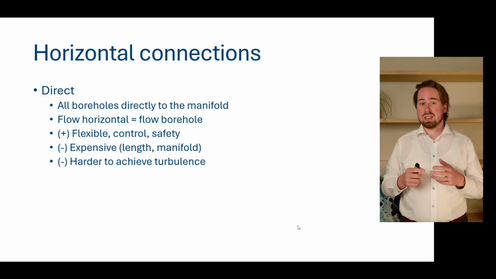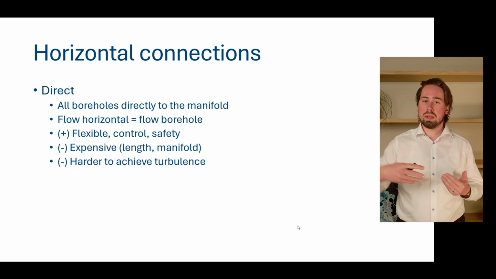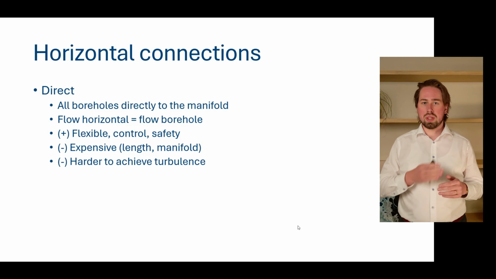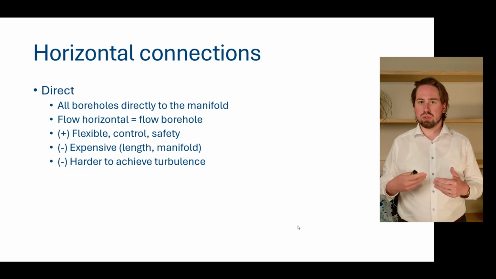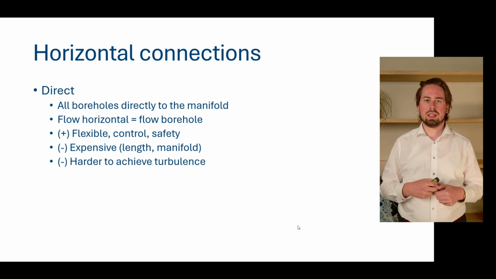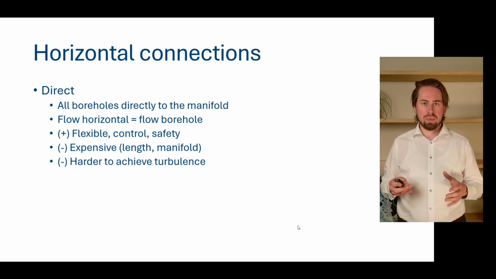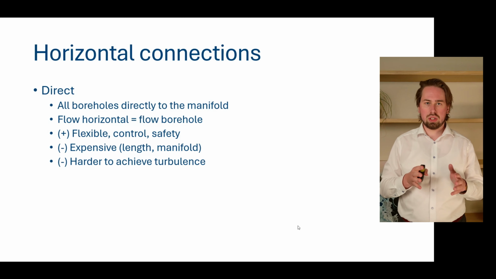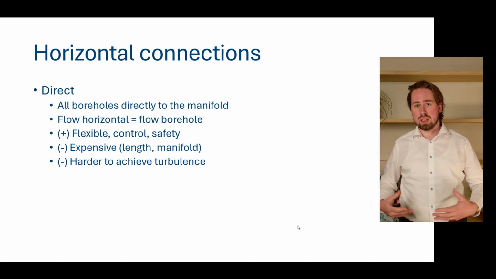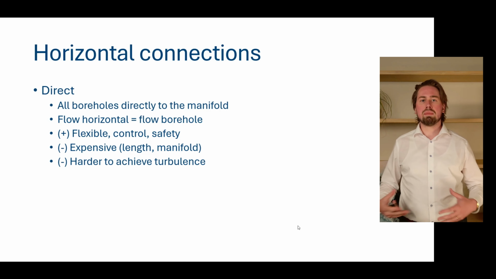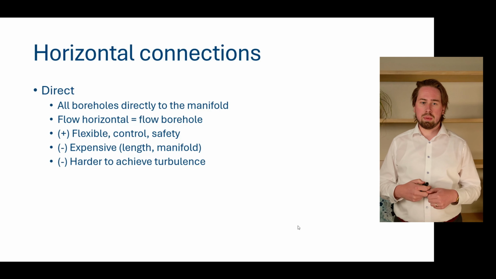The downside is that it's rather expensive. You need more horizontal meters. If you have 100 boreholes and you need to connect each of them individually, you have quite a lot of pipes running back and forth. That has an added cost. On the other hand, you also need a bigger manifold. If you need a manifold chamber with 50 connections or with 100 connections, it will be a bigger manifold. And if it's installed under the ground, the manifold chamber should also be bigger, etc. So the cost is higher for this type of system.